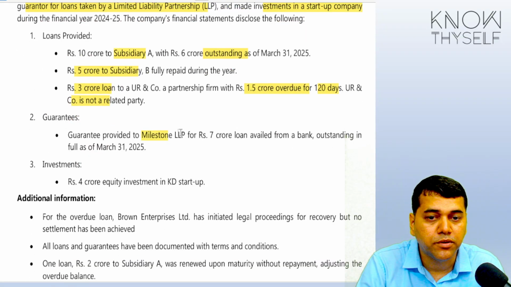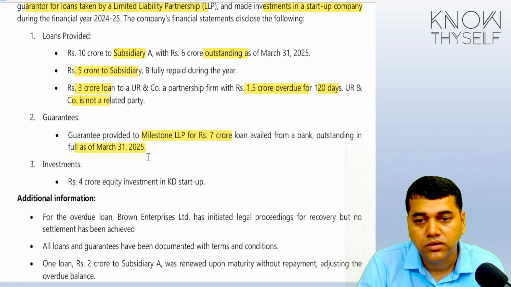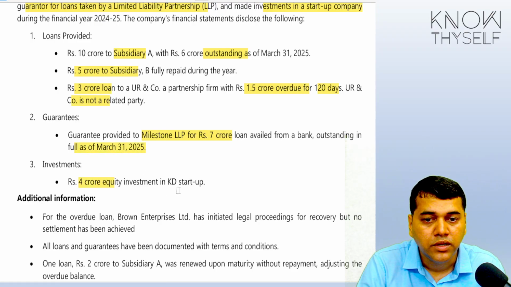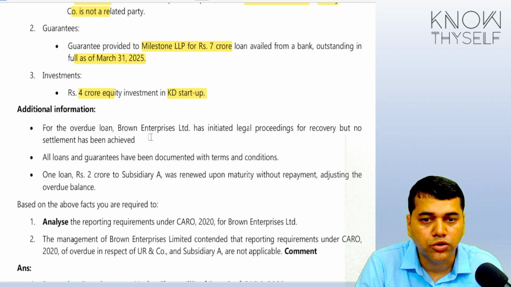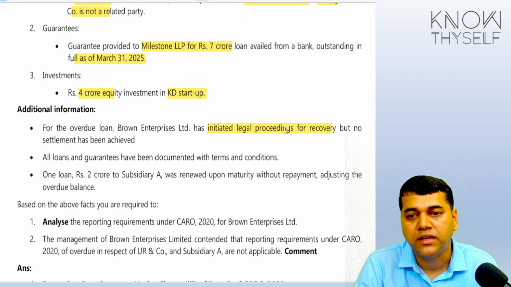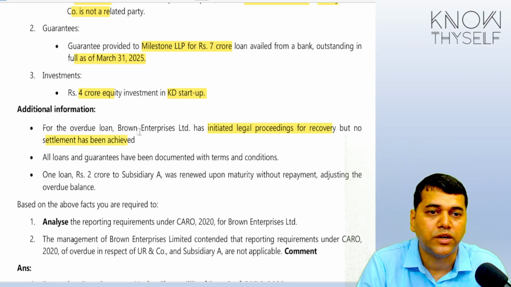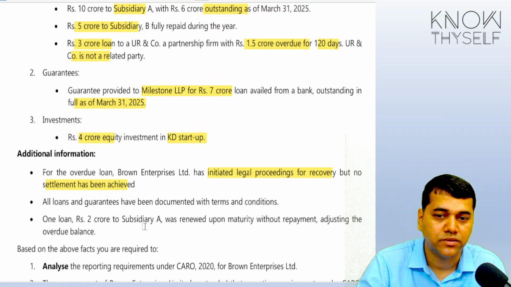Guarantee was given to Milestone LLP, 7 crore. Outstanding is full. Investment of 4 crore invested in KD startup. Now, for the overdue loan, Brown Enterprises has initiated legal proceedings for recovery, but no settlement has happened. This is 120 days. Now that you need to quote, has he taken the steps?